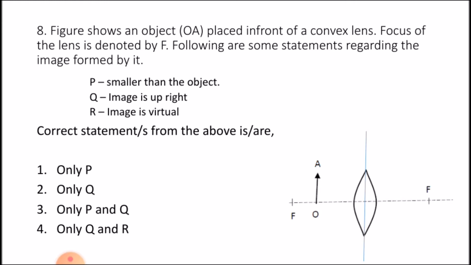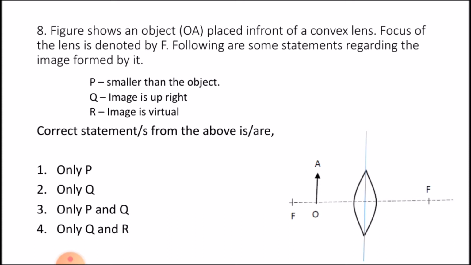Question number 8. This is related to optics, and the figure shows an object OA placed in front of a convex lens. Focus of the lens is denoted by F, and following are statements regarding the image formed by it. First one, P, image is smaller than the object. Q, image is upright, and R, image is virtual.